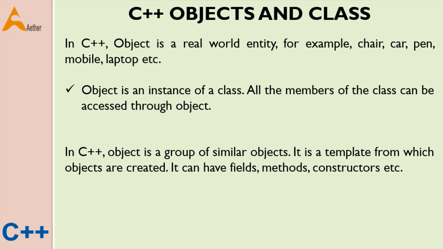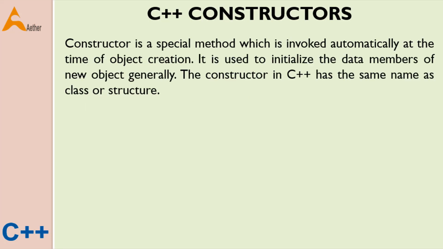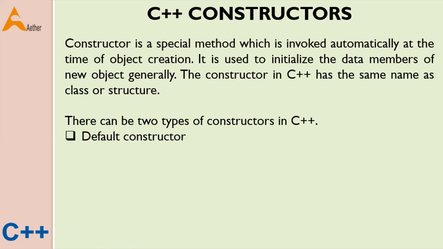Now let's talk about constructors in C++. A constructor is a special method which is invoked automatically at the time of object creation. It is generally used to initialize the data members of a new object. The constructor in C++ has the same name as the class or structure. There can be two types of constructors in C++: default constructor and parameterized constructor. We will see the examples at the end of the session.